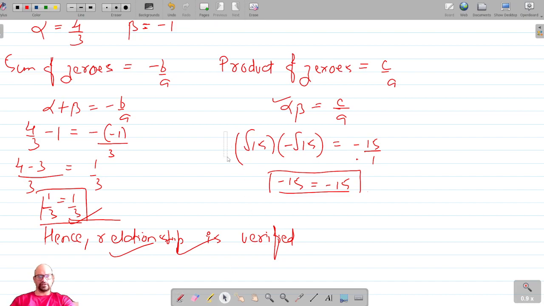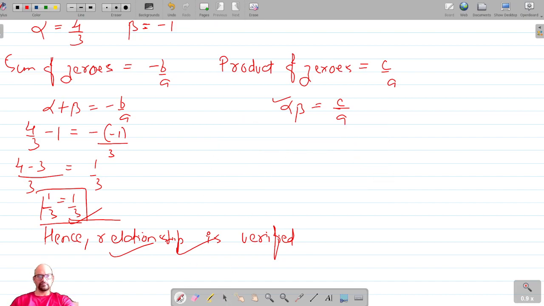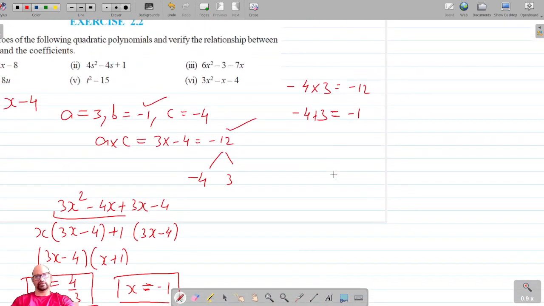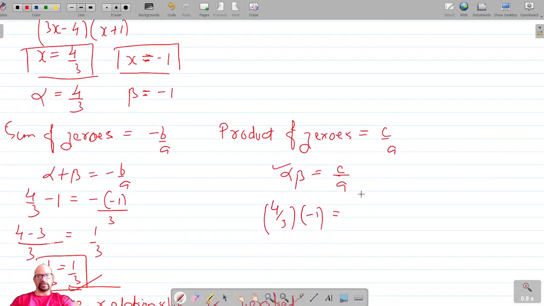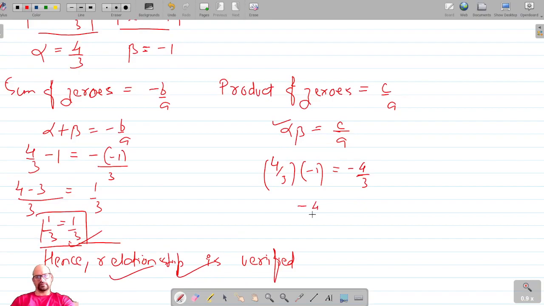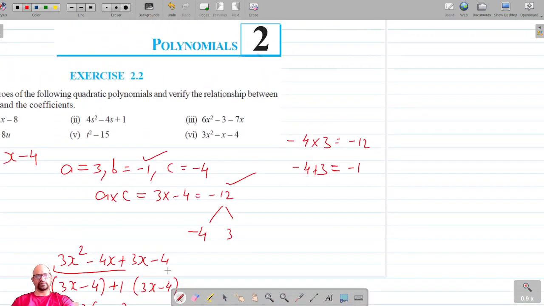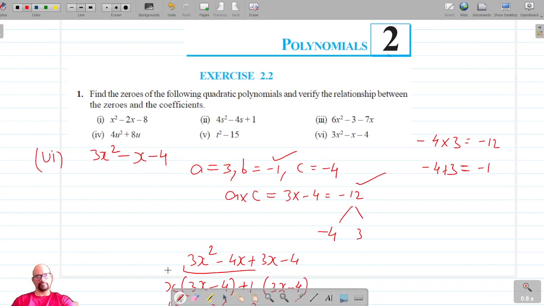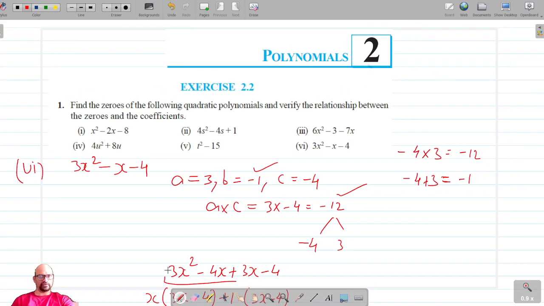And the next one is the product: this is 4 by 3 into negative 1. c by a is negative 4 by 3. Okay, so this is negative 4 by 3 is equal to negative 4 by 3. And hence the relationship is also verified in this case. So we are done with all the parts in question number 1.